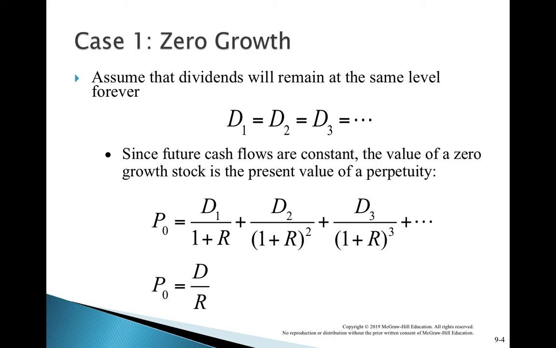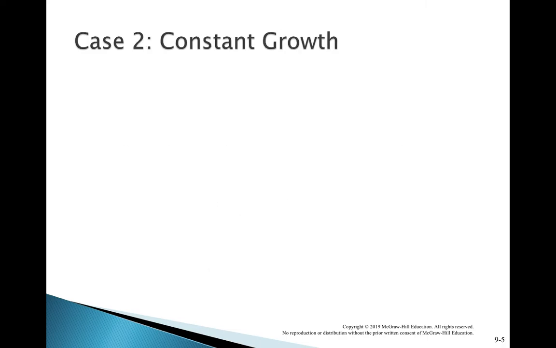Here the cash flow is dividend divided by cost of capital, which is R. So dividend divided by R is equal to the price of the stock. This is zero growth, or case 1. Too straightforward. Let us go to the constant growth.